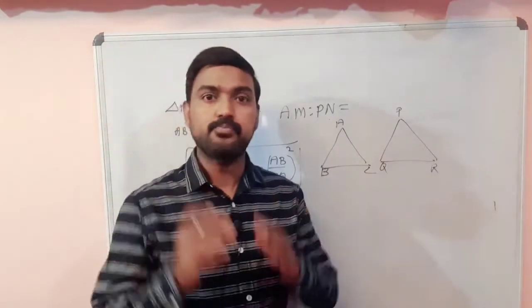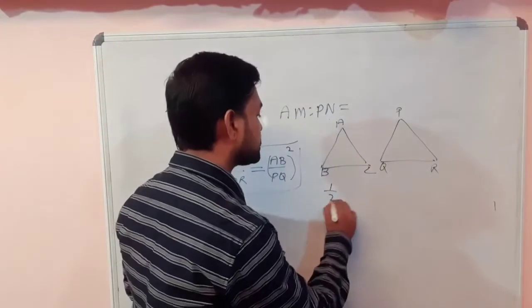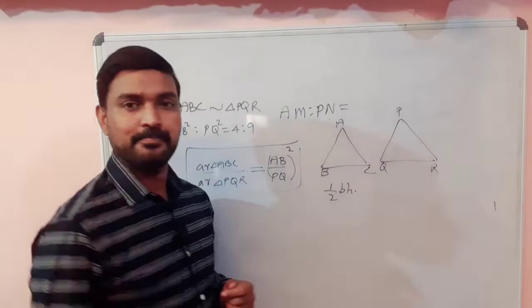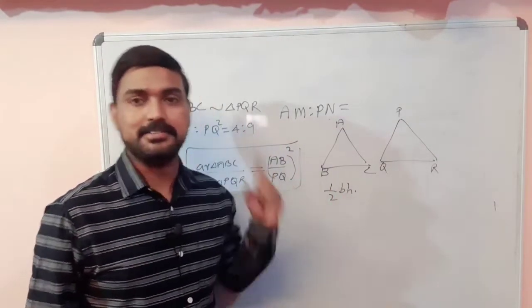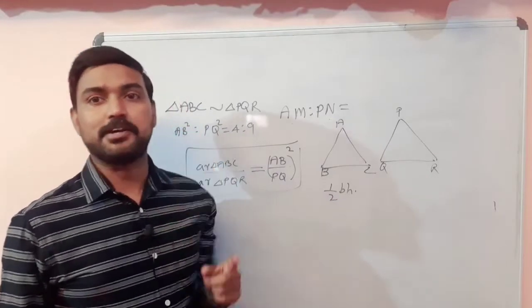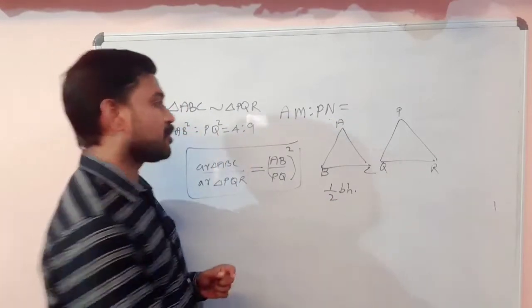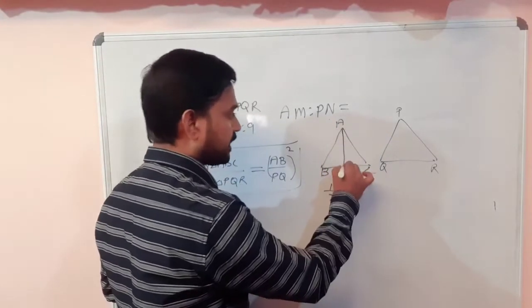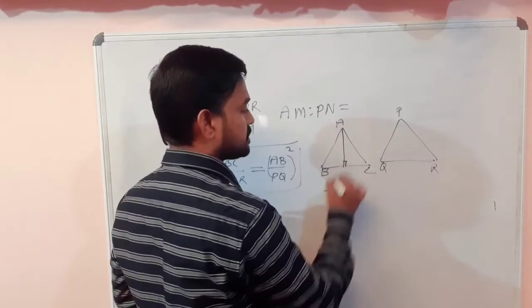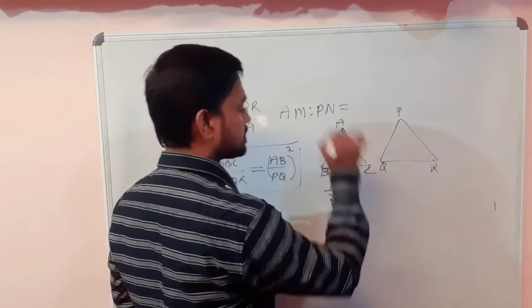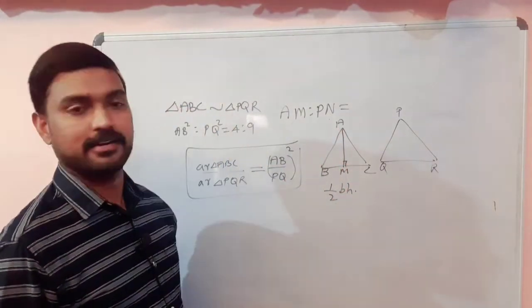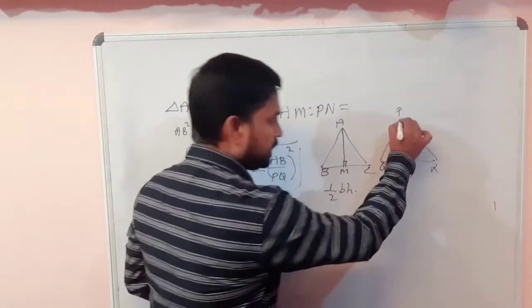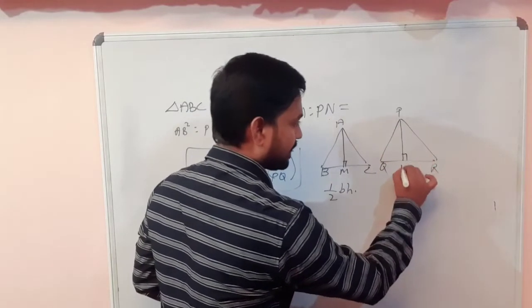We studied the familiar equation, half BH is the area of triangle. Half BH, what is B? Base. What is H? Height. At the time altitude will come. Altitude means it is the height. So from A to here we can draw one altitude which is making perpendicular, and this is the point M. So AM is the altitude of the first triangle and PN is the altitude of the second triangle.